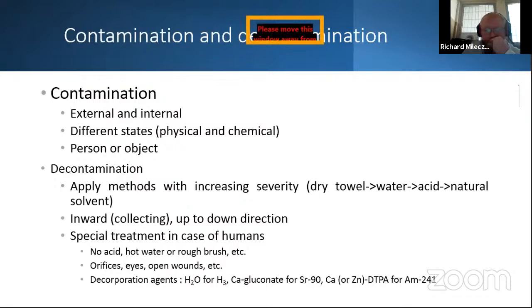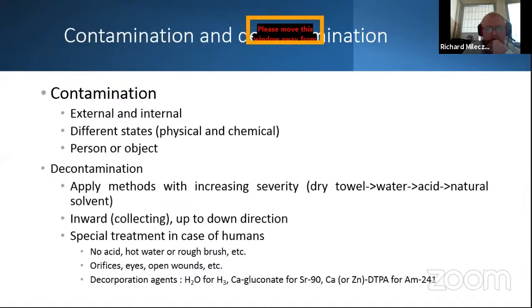As previously mentioned, contamination is when radioactive material gets somewhere it shouldn't be. We can talk about external contamination when it's on the surface, and we can talk about internal contamination when it gets into the object or the person. Well, that depends on what kind of state the material is in. In physical sense, is it solid? Is it a liquid? Is it a gas? Is it hot? Things like that. But also, it's important to know what kind of chemical properties it has. Also, a lot hinges on what gets contaminated. Is it an object or is it a person?